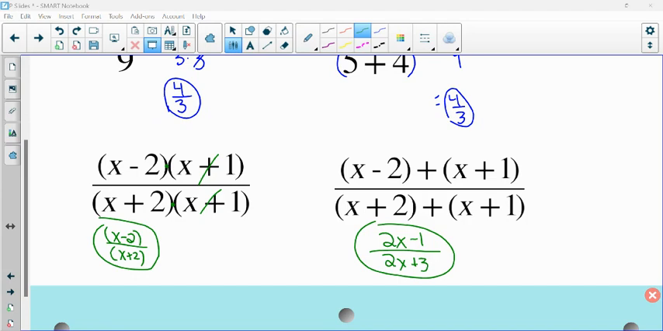So, no. The biggest thing you have to take away from this is that you can only cancel factors which are separated by multiplication.